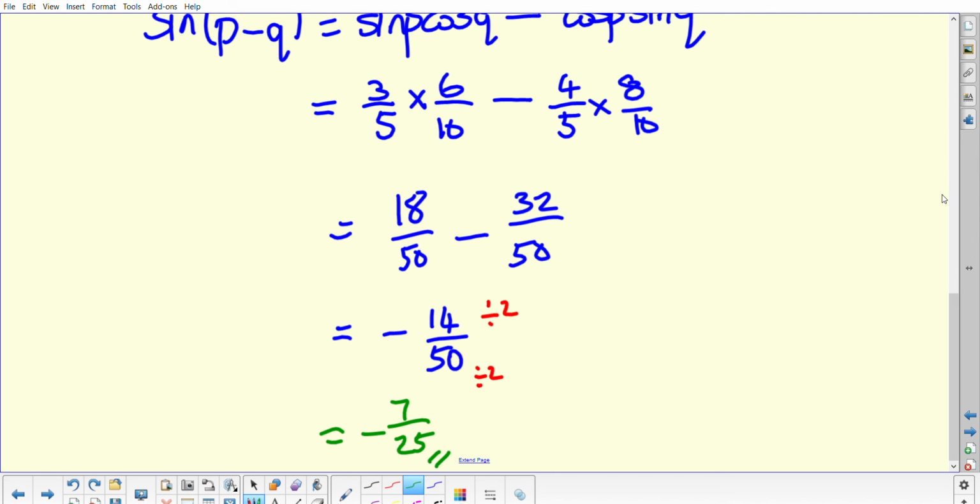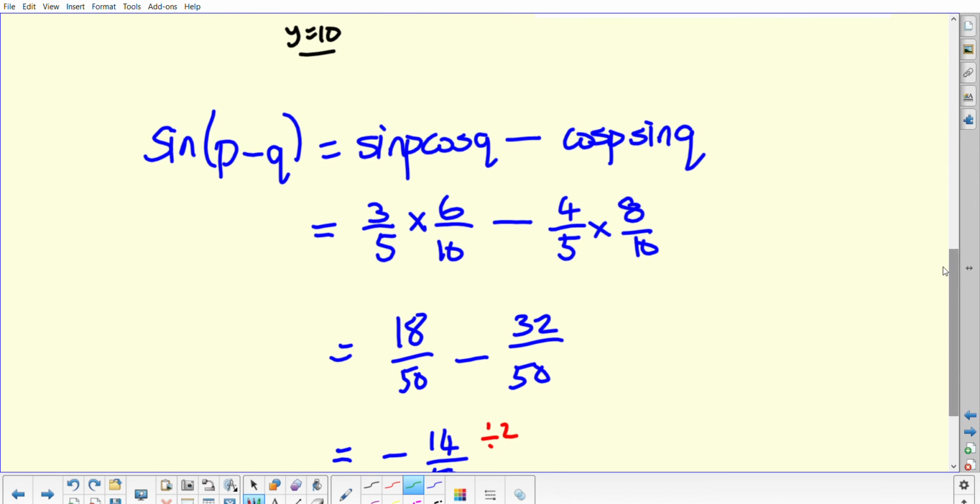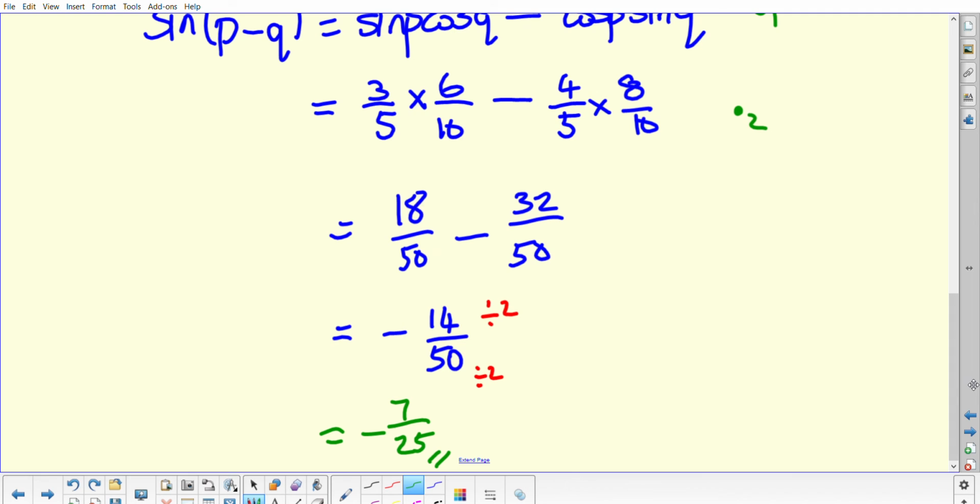Now the way you get marks here, one for writing out this expanded form, and the second mark is really for having worked out the third side of the triangle and then subbed in. That gets you your values, and then this one here would be the final answer, would be your third mark.